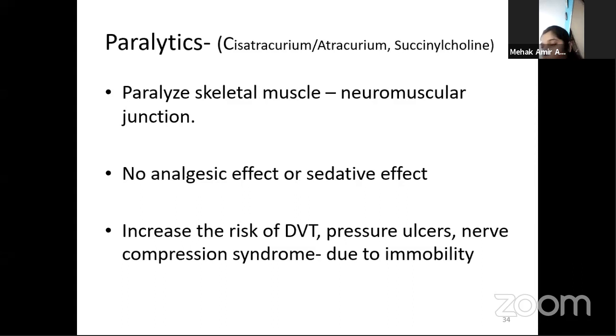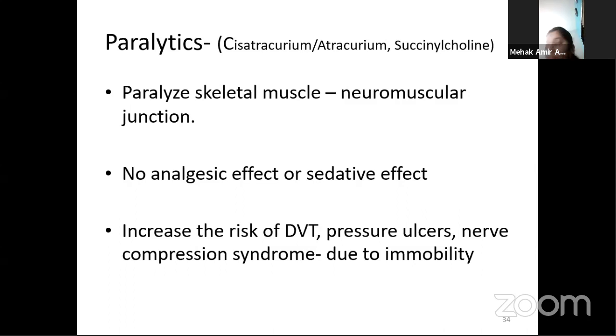Next slide, please. So here come the paralytics. As discussed in the earlier slide by Shabana, you use them when you don't want the patient to fight the ventilator, and it is obligatory to sedate the patient when you use paralytics. Succinylcholine and other agents are the choice of drug for paralytics. Succinylcholine is not used as a continuous infusion, as it is a very short-acting drug. So the other two are the drugs of choice.